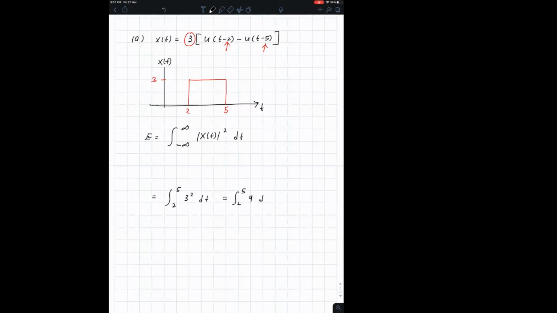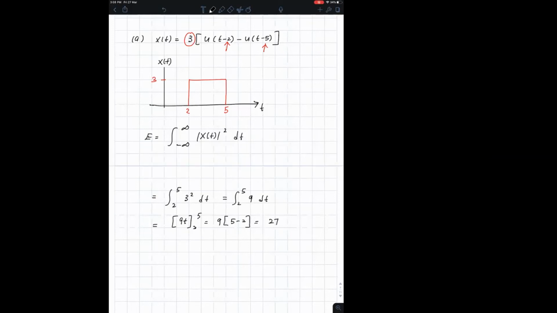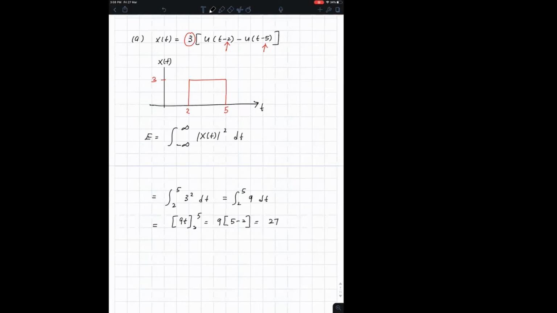E, 2 to 5. So 9 times 5 minus 2 is 27. So you're getting a finite answer. Finite. Since you're getting a finite answer, therefore it is an energy signal. It's 27 right now.